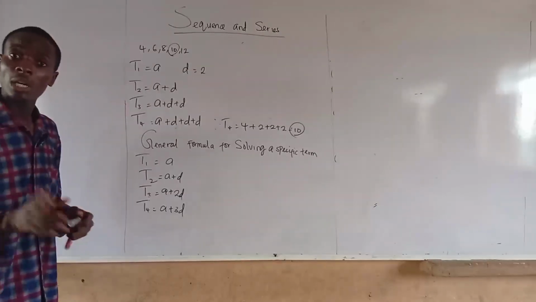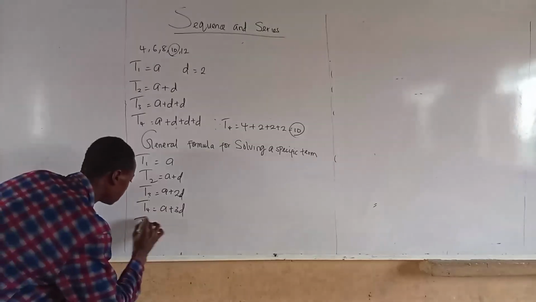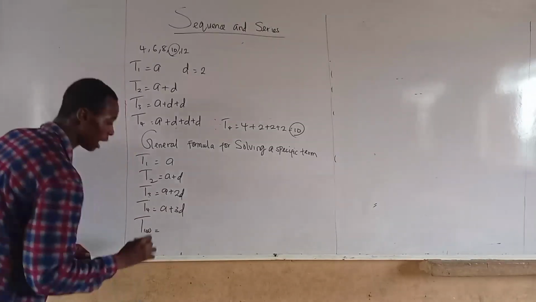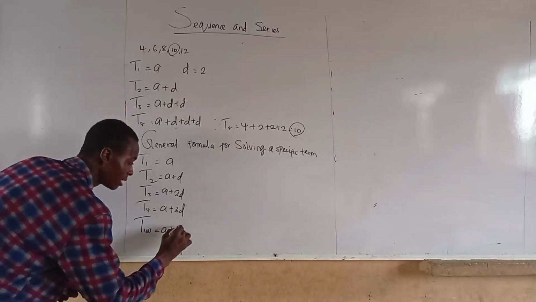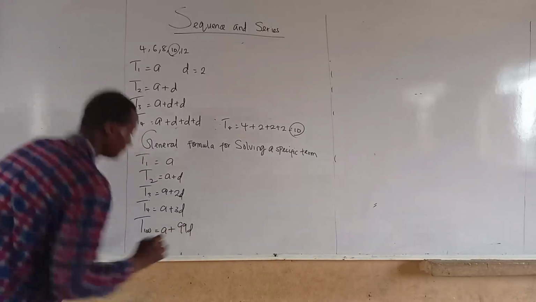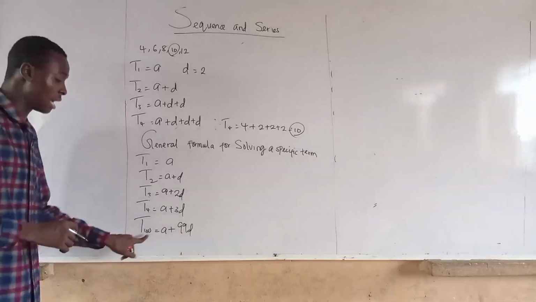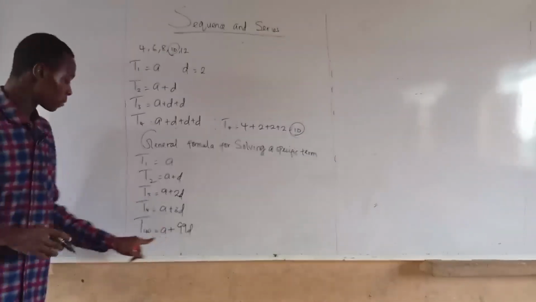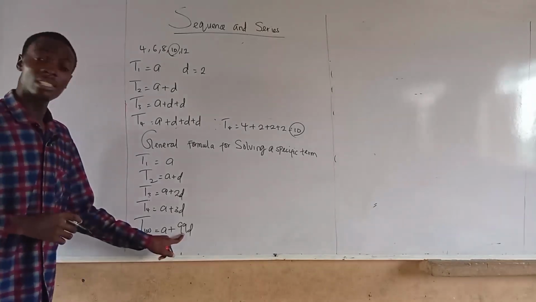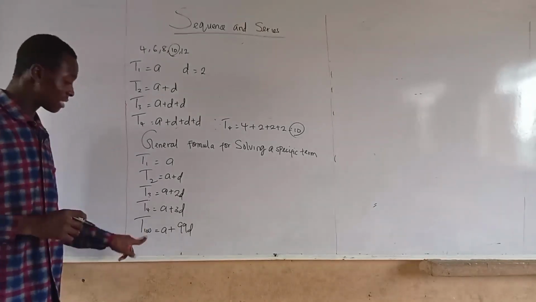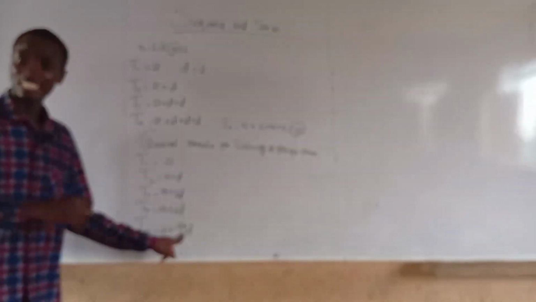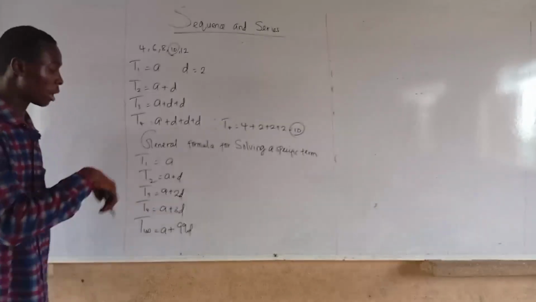For instance, what is the formula for the 100th term? Our 100th term will now be what? A plus what? 99D. Because this one is always one more than this one. If this one is 79, this one will be what? 78. If this one is 80, this one will be 79. Right? If this one is 90, this one will be 89. So it is always one more than this one.